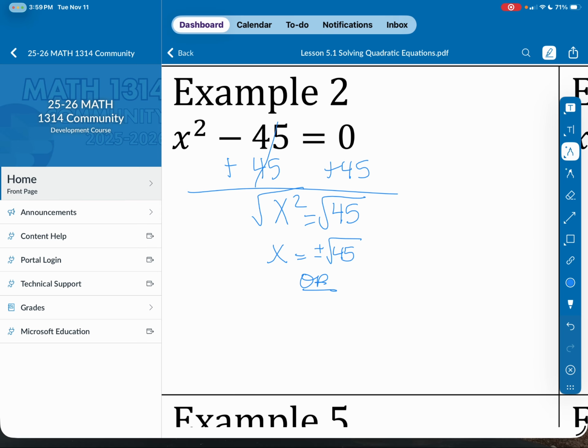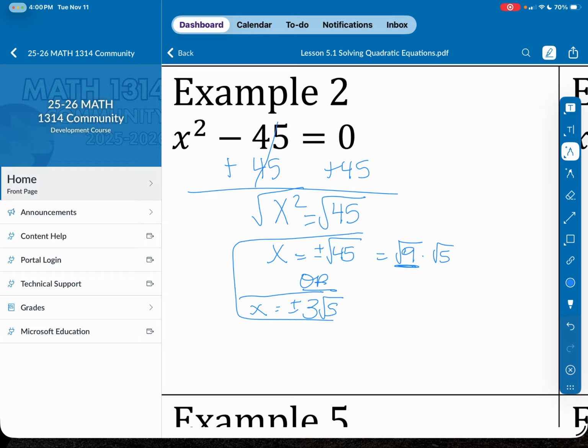Or you could rewrite it. It's totally up to you. She does put "or" in the notes. So we could say, okay, that could be the square root of 9 times the square root of 5. And the reason that you might want to do this is because the square root of 9 is equal to 3. So it would be plus or minus 3 times the square root of 5. Whoops, I'm sorry, it would be all of this.